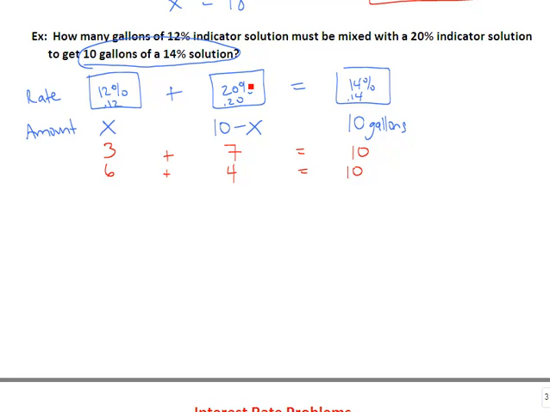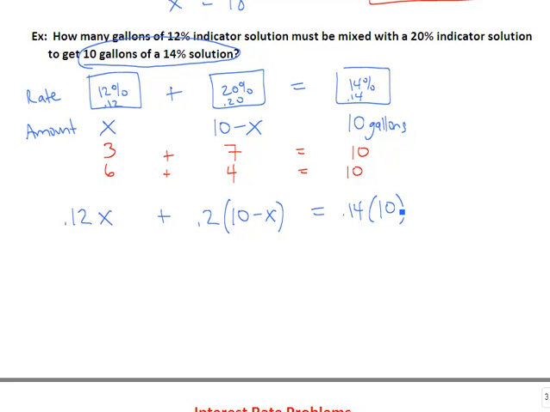Rate times amount plus rate times amount equals rate times amount. So let's write out what that would be. The first rate is 12%, or 0.12. The first amount was x, so rate times amount, plus the second rate is 0.2, and the second amount is 10 minus x. You want to wrap that in parentheses, so you do the entire rate times the entire amount. And that needs to equal our last rate, 0.14, times our last amount, which was that 10 gallons. So we have rate times amount plus rate times amount equals rate times amount.